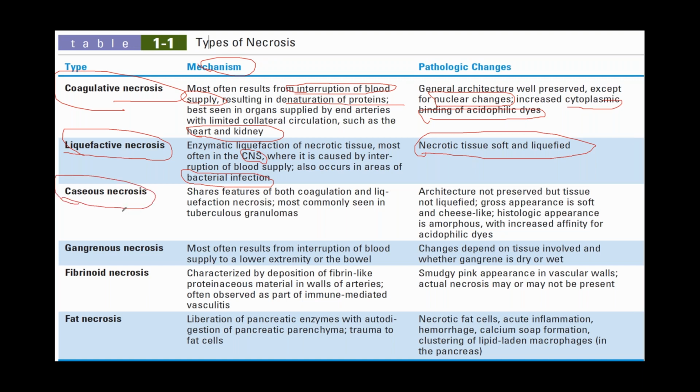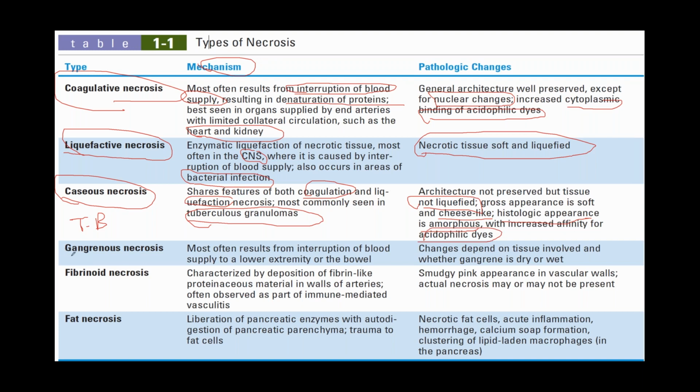What about caseous necrosis? This is a specific form of coagulative necrosis, typically caused by mycobacteria in tuberculosis. The mechanism is a shared feature of both coagulative and liquefactive necrosis, most commonly seen in tuberculous granulomas. And here there is a pathological change. The architecture is not preserved, but the tissue is not liquefied. The gross appearance is soft and cheese-like. The histologic appearance is amorphous with increased affinity for acidophilic dyes.